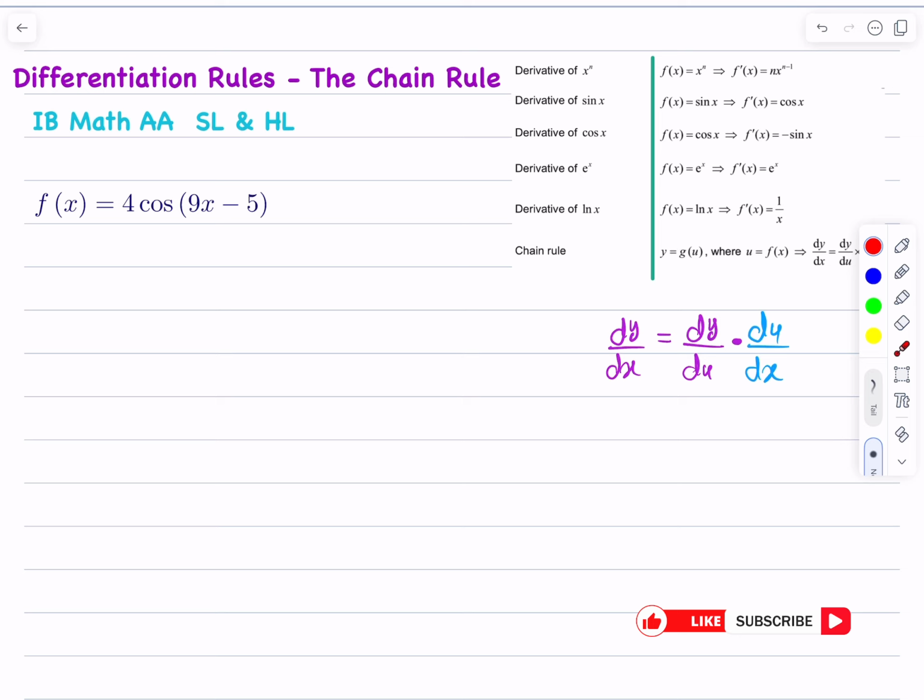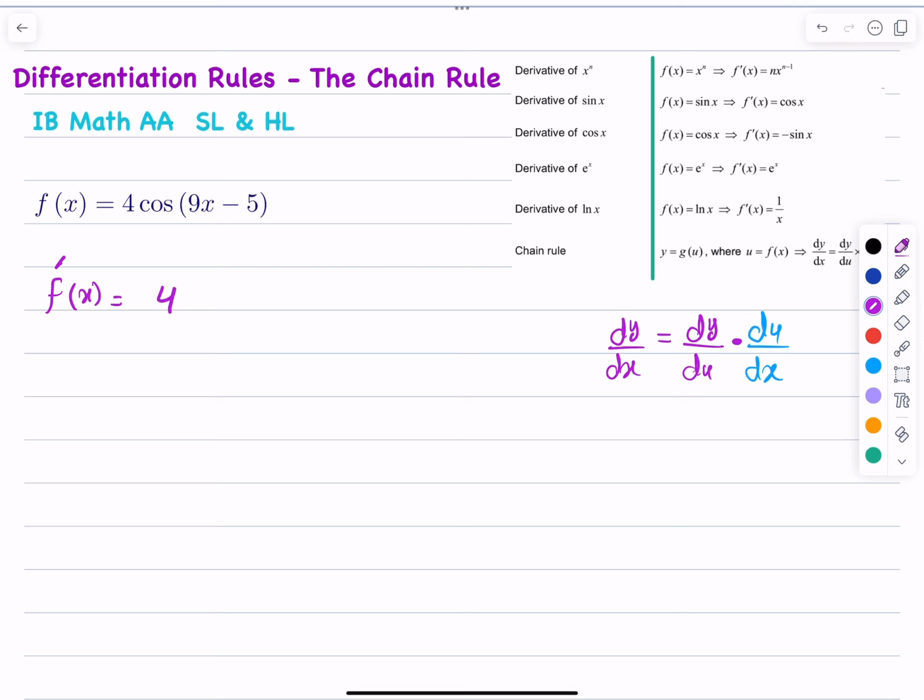Now we will move on to the derivative of the cosine function. So here, to differentiate it quickly using the chain rule, the derivative will be, first, we will keep the 4 that's multiplied by cosine as it is. But then, we will differentiate the outer function, which is cosine. As we see here, when we differentiate cosine, it becomes negative sine.